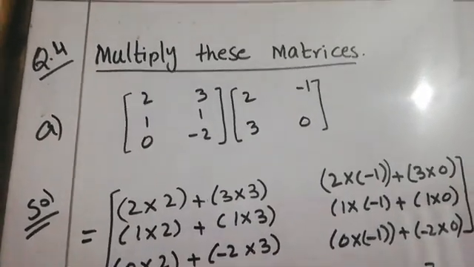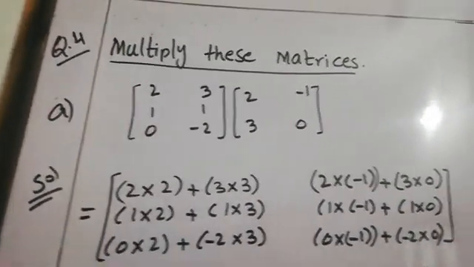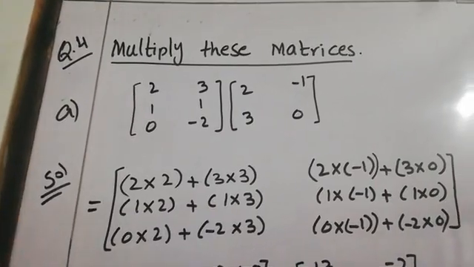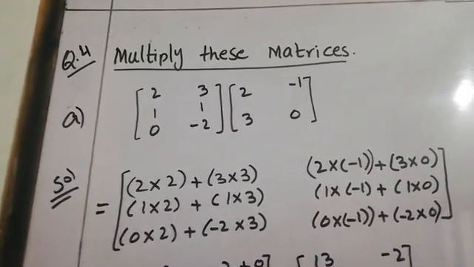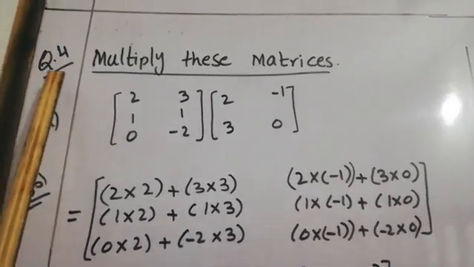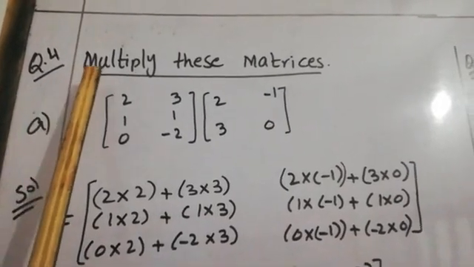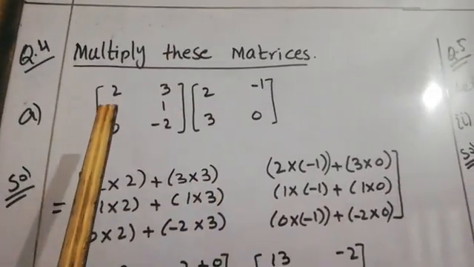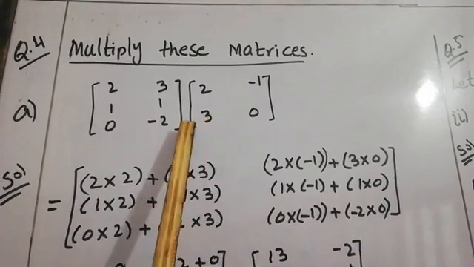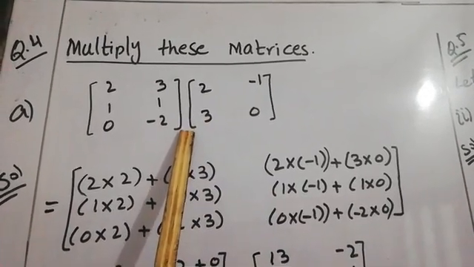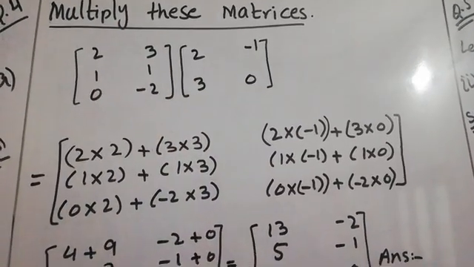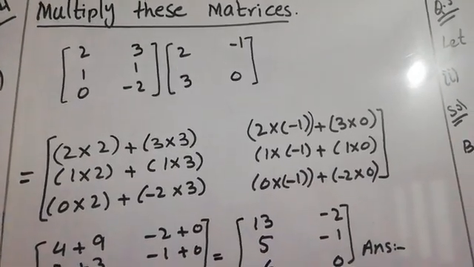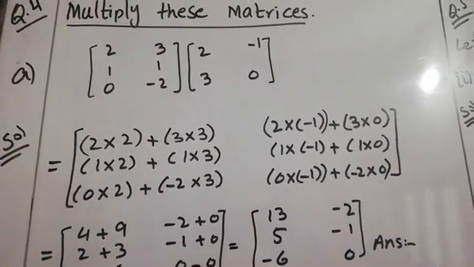In our question number 1, we will just find the pairs of matrices which are suitable for multiplication or not. Okay, now we will do question number 4, which is to multiply these matrices. There are two matrices given and there is the multiplication sign between them. How can we find it? Let's see. This is a very important and different method.